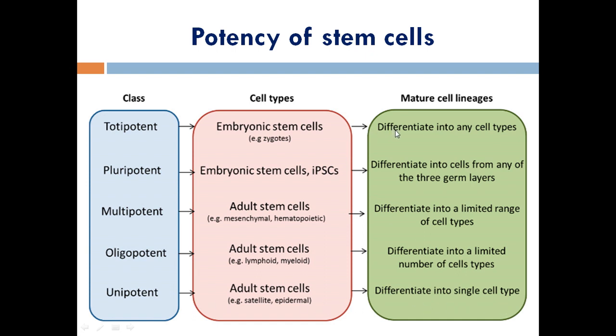The meaning of differentiation is maturation. So after division, what happens? A single cell will attain maturation. That maturation we call differentiation. So these are the potencies that are followed in the case of your stem cells.